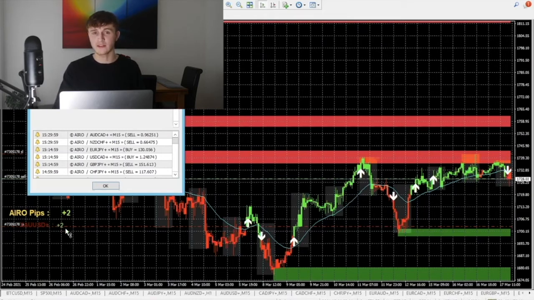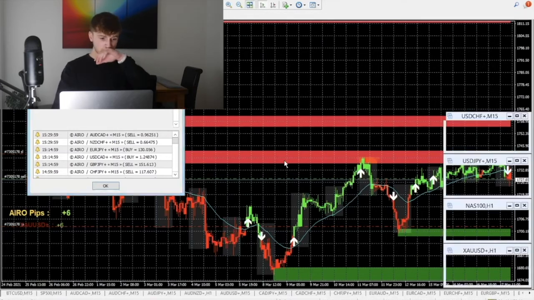You can now see the pips that I'm catching being registered on the arrow pips counter. So that's it. I'm in a trade now, which is good stuff. And that really is as simple as that. And that's your strategy number 1. And there are 10 strategies altogether with the Airo manual trading indicator.